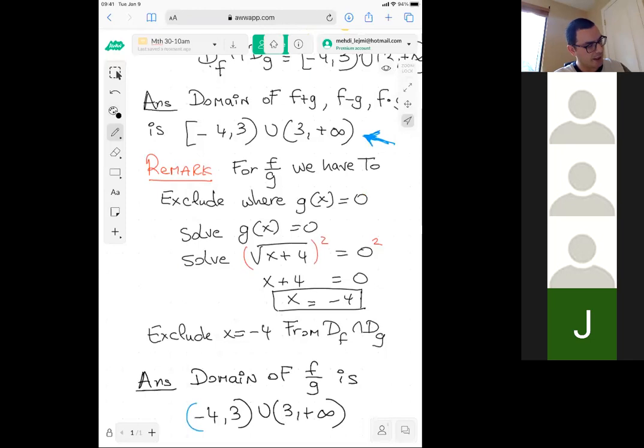So again, here's the difference. For f over g, you exclude the negative 4. For f plus g, f minus g, f times g, the negative 4 is included, right? That's the unique difference between the domain of f plus g, f minus g, f times g, and the domain of f over g.